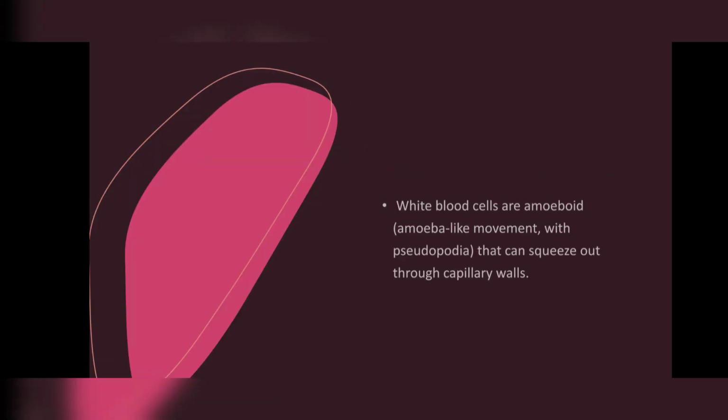Second is white blood cells. These have an amoeboid structure, you can say, like an amoeba, which is irregular in shape. They can squeeze out through capillary walls. These also pass through capillary walls. Their movement and their shape is like an amoeba.